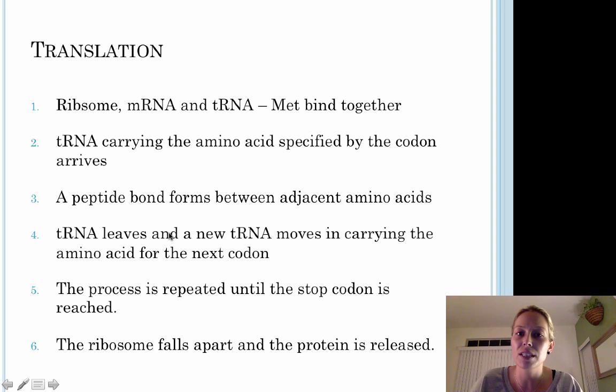until we reach a stop codon. There are only 3 stop codons. Once a stop codon is reached, the ribosome falls apart and the protein is released. So the ribosome will fall off, the mRNA molecule will fall off, and the tRNAs will fall off. So let's take a look at some diagrams that illustrate this.